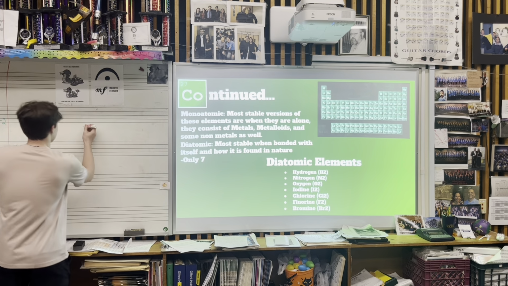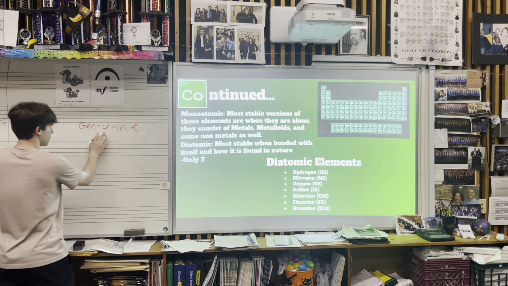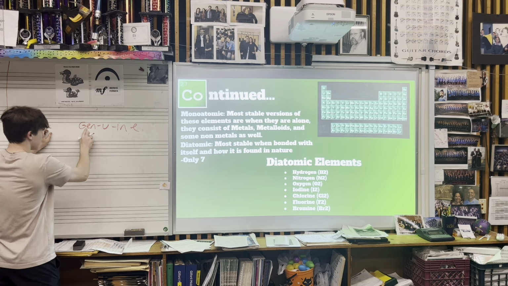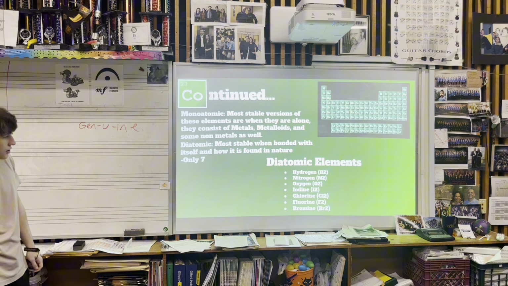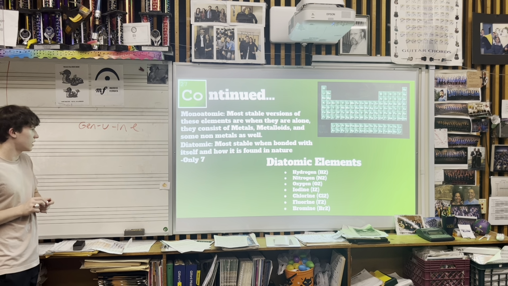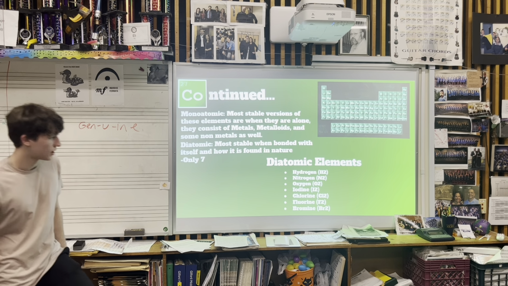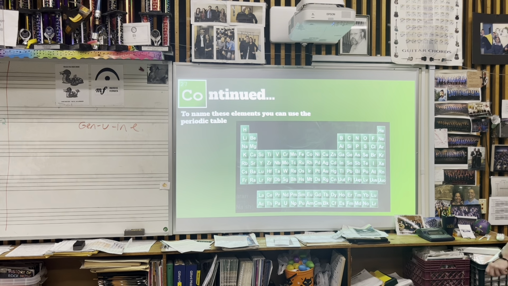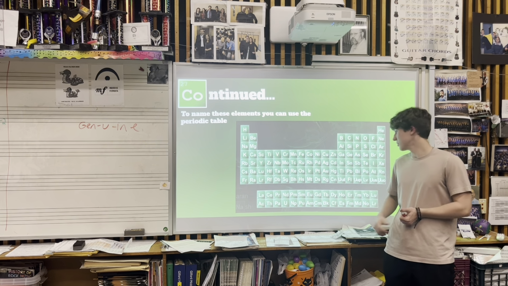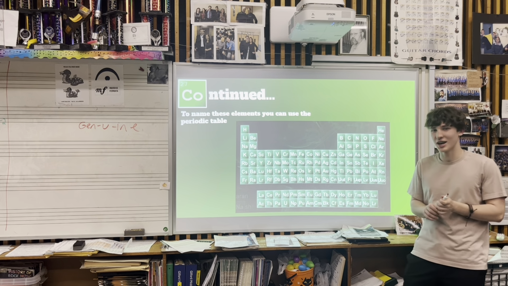An easy way to memorize this is the genuine method. So you write the word genuine with a little dash in the middle. And to memorize it, any element that ends in gen, like hydrogen, nitrogen, oxygen, is diatomic, and this is for nonmetals, any nonmetal that ends in ine or ene, like iodine, chlorine, fluorine, is diatomic as well. And then just real quick, to name these elements, you don't have to memorize the whole periodic table, you can just look at one. If you're in Ms. Falvani's room, you have one up there, and you should have one.